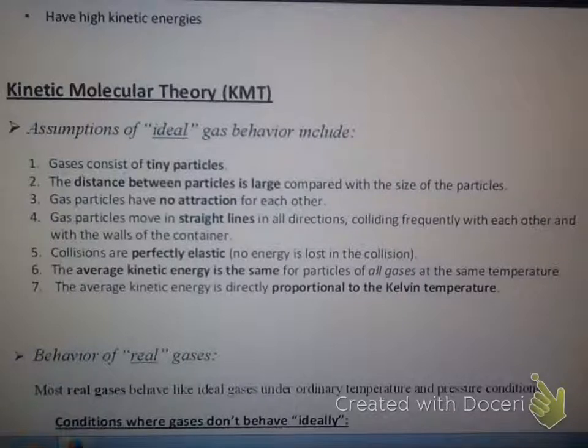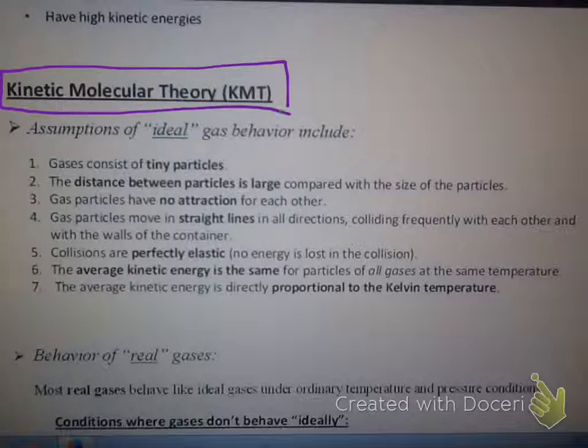So we know the general properties of gases, but it turns out that we can more specifically describe the behavior of a gas or gas particles. The theory that was developed to describe gas behavior was called the kinetic molecular theory. And what this theory describes, based on 7 assumptions, is how a gas should behave if it's acting as an ideal gas. So these are the behaviors of gases under ideal conditions.